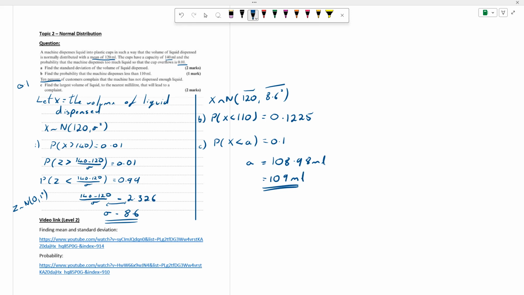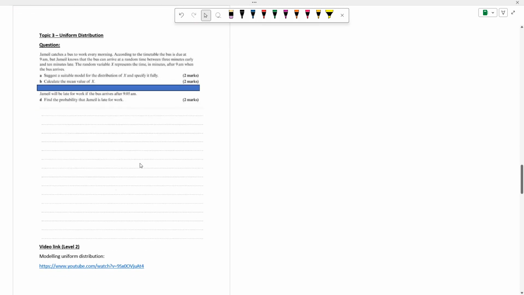Okay, so for the next one then, we've got uniform distribution. Those are two key new ones from this year. Obviously, we still need to remember Poisson and binomial and things from Unit 2, but these are the two main ones for this one.